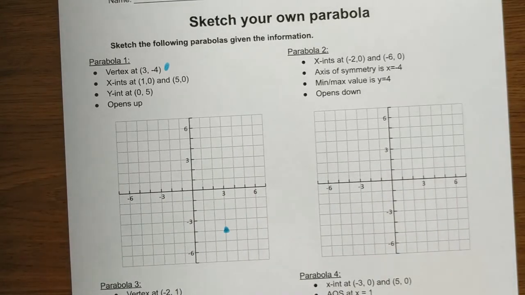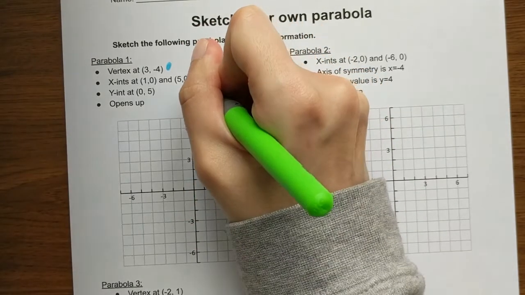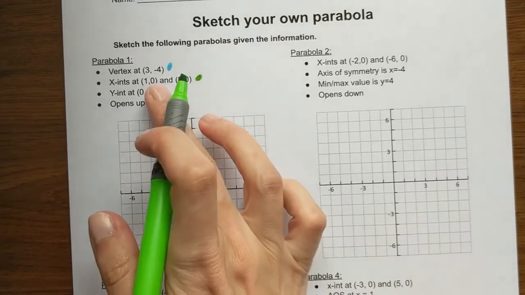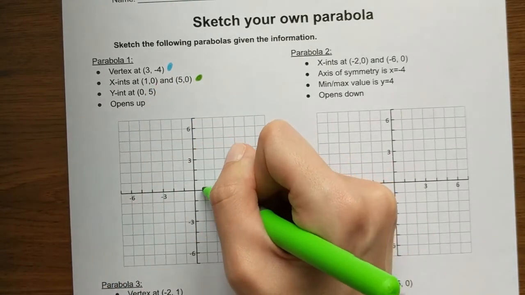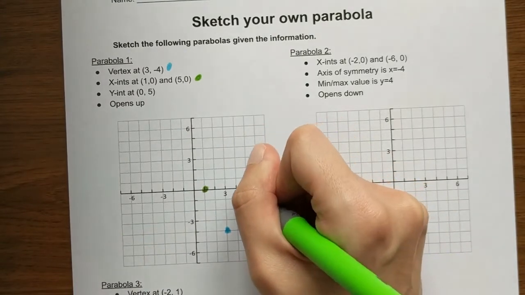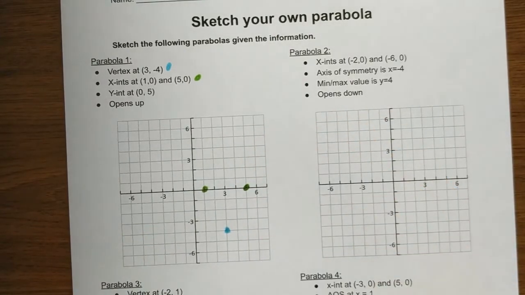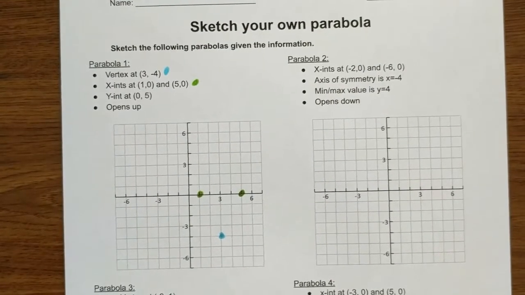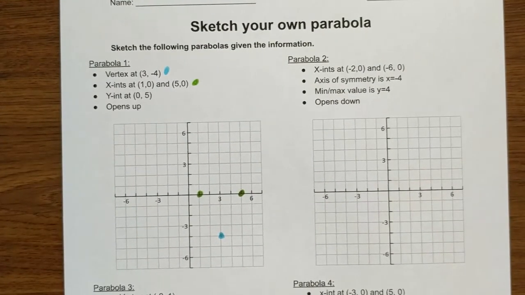Next, we are looking at our x-intercepts. X-intercepts are going to be in green. My x-intercepts are 1, 0, that's this one right here, and 5, 0, that's this one right here. We can now pretty well see the shape that this is going to take, but let's keep going.